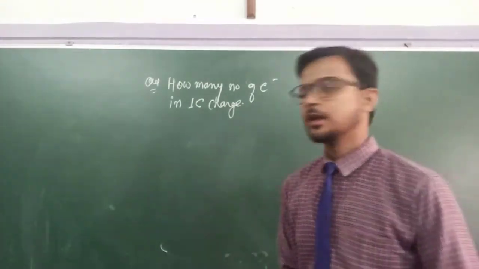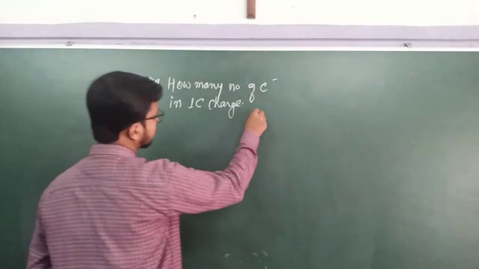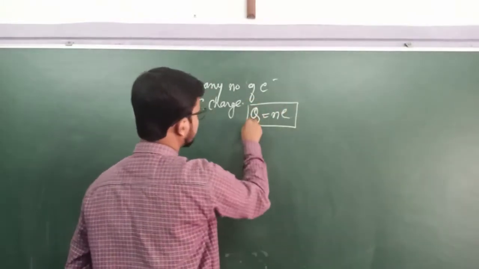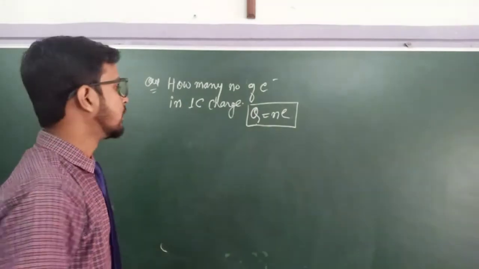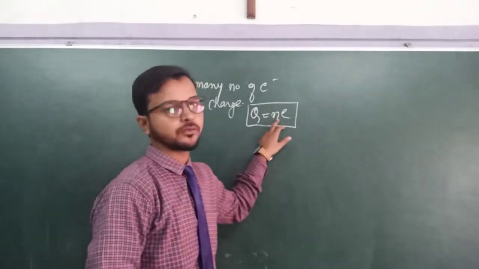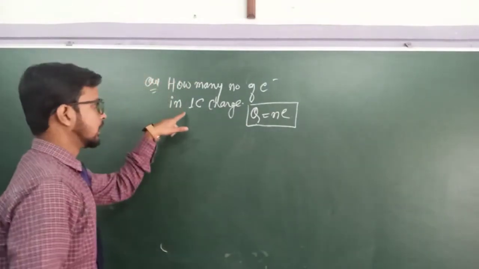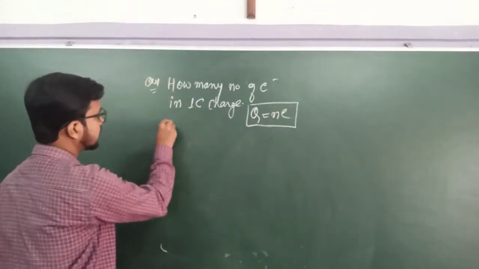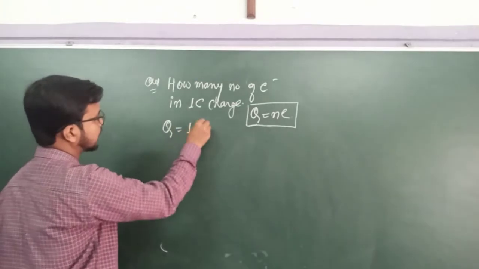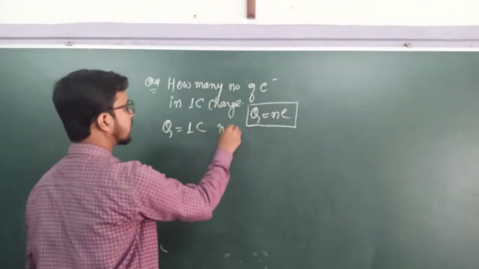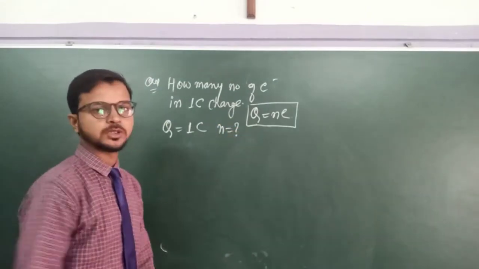You know that the formula is Q is equal to Ne. This is the formula for calculating the number of electrons, where N is the number of electrons, so we calculate N. Now in this question, Q is given as 1 coulomb. This is the value of Q, and we calculate the number of electrons. That means N is equal to question mark.